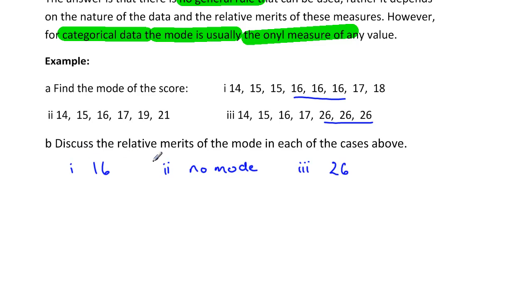So the question is, discuss the relative merits of the mode in each of these cases. Now this takes a little bit of thinking, because you've got to work out, is there any difference? The numbers are different. One is located at the middle, one is located at the end, one doesn't exist at all, there's no mode. So what sort of comments can we make about this?